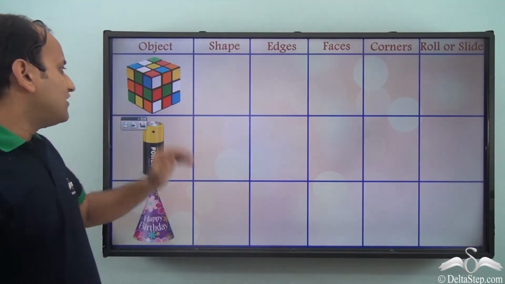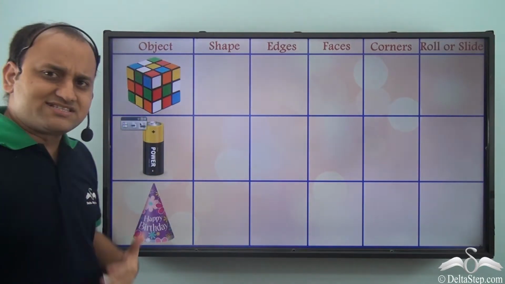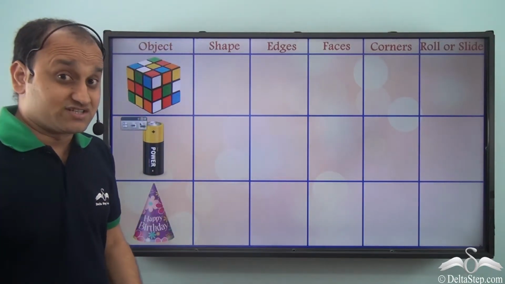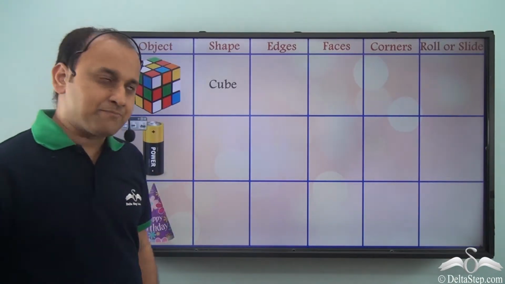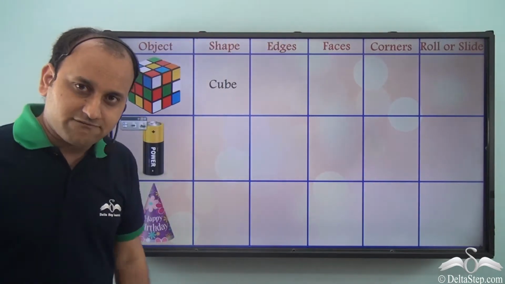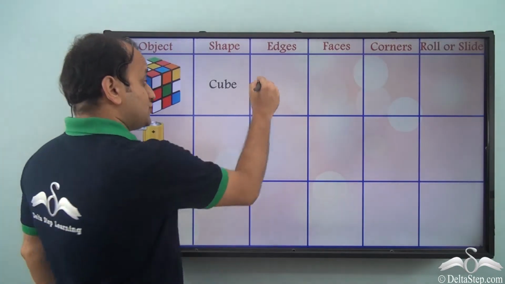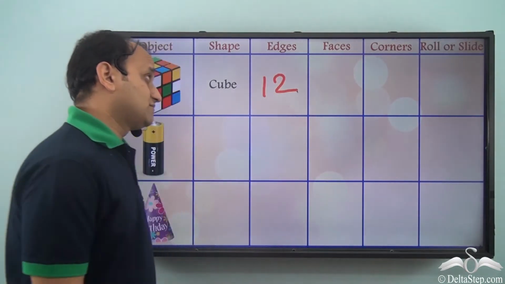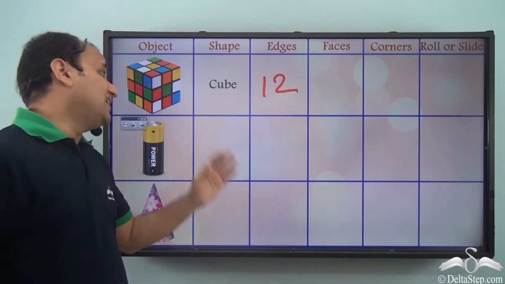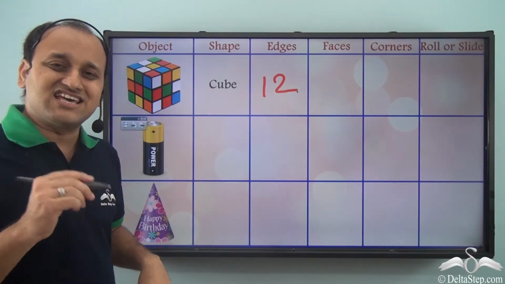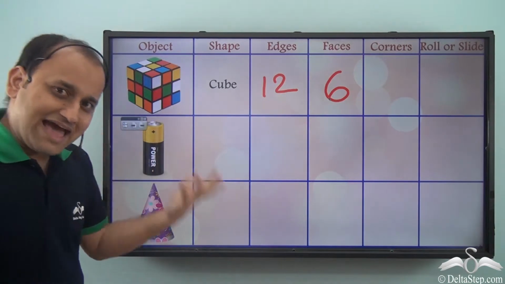Now let's have a look at this Rubik's cube. Now this resembles which particular shape? Well, it resembles a cube, so it's cubical in shape. Now how many edges do we have? Well, even in the case of a cube we have 12 edges. Now how many faces do we have? Well, just like a cuboid, even a cube has 6 faces. So Rubik's cube has 6 faces.